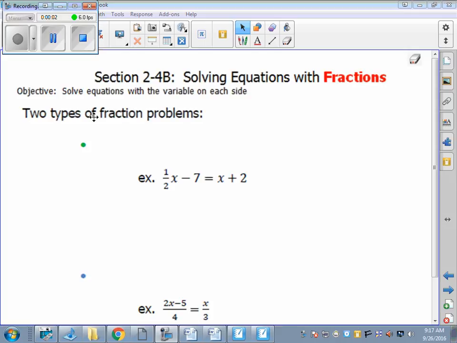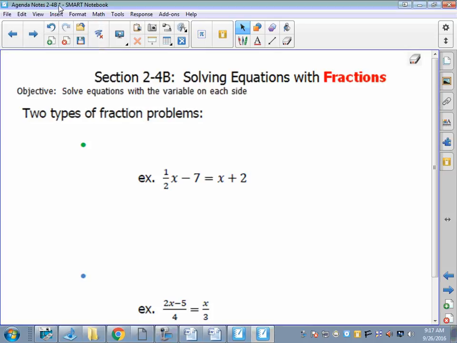Hello everybody. We are ready for section 2.4b. We're going to have equations with fractions. There's going to be variables on both sides, just like in 2.4a. So we need to talk about a couple of things.